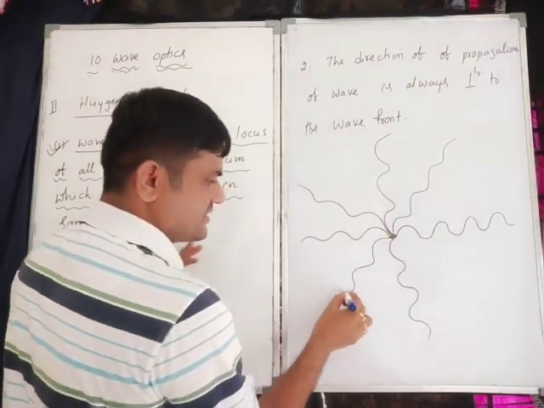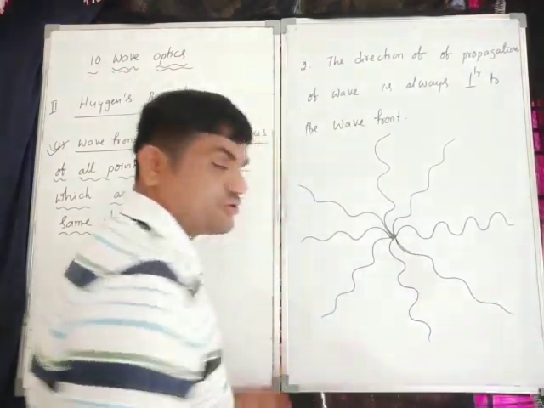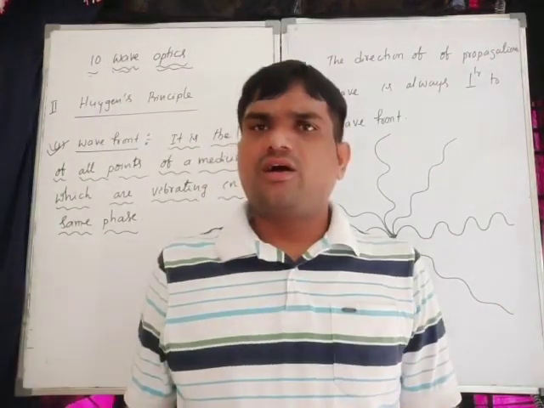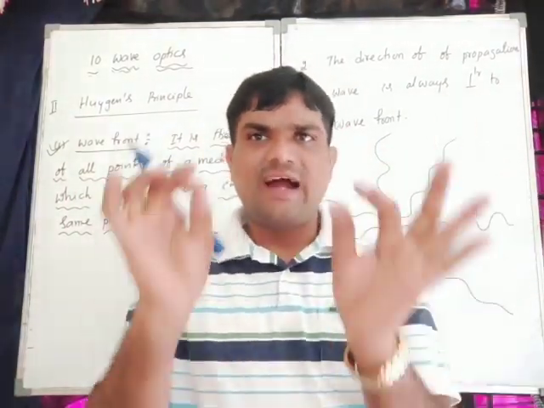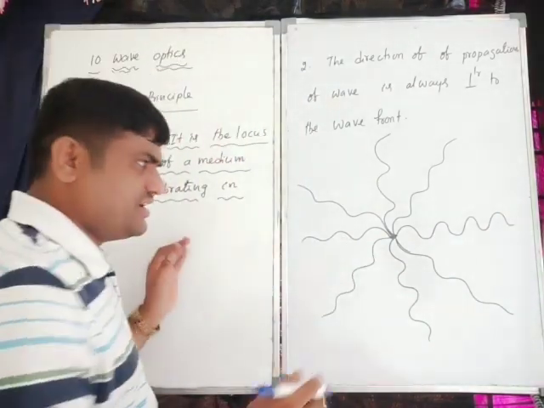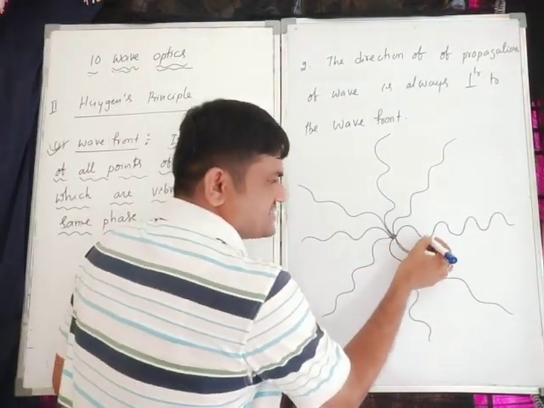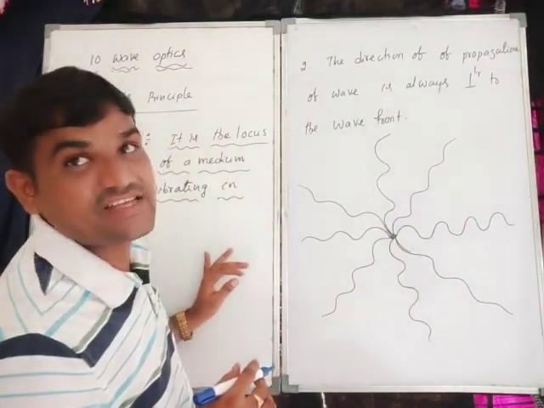So this is the crest and trough, in all directions. Now, what is a wave front? Wave front means at the same distance. At the same distance means, for example, from here to here is x distance, from here to here x1 distance, from here to here x2 distance, in t1 seconds.